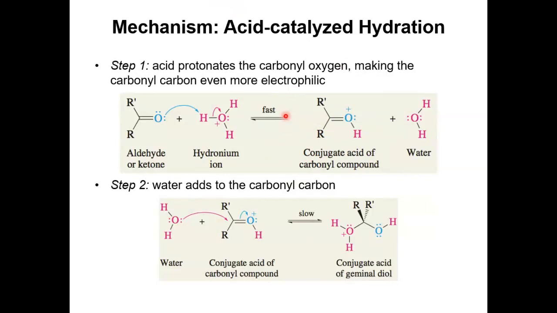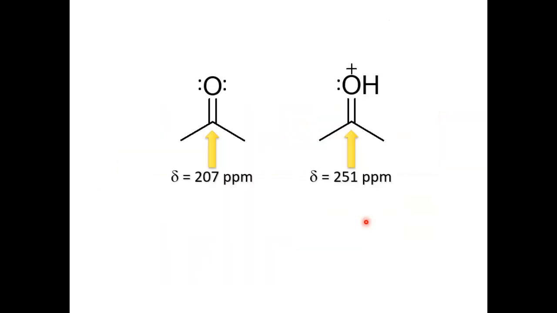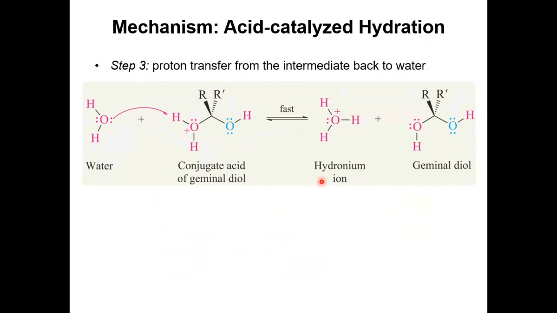The first step is a Bronsted acid base reaction, and obviously the addition product can lose a proton to water. Water can take a proton away from this one to regenerate the hydronium ion, to show that the hydronium ion indeed is a catalyst. It participates in the reaction at the beginning, but is regenerated at the end of the reaction. So hydronium ion is a catalyst.